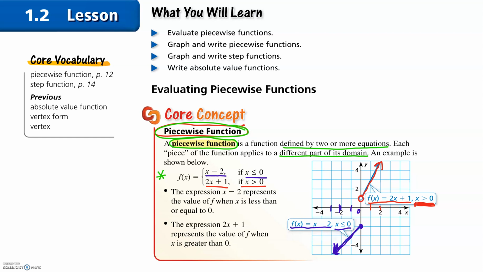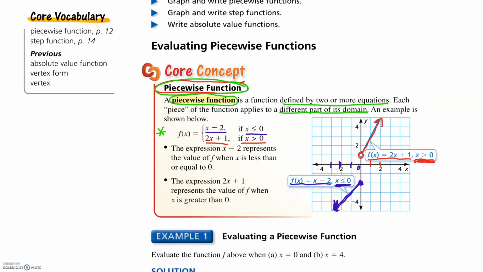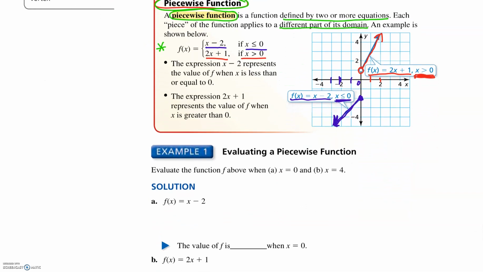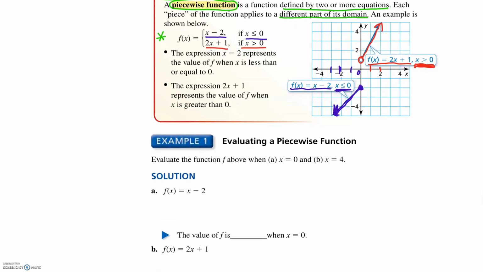Notice on the other half of the graph, we had a solid point right there because the inequality included the 0. So closed as opposed to open on the other piece. Now we're going to dive down into example 1 and talk about evaluating this same piecewise function. So we're sticking with the same function, but we're going to talk about evaluating.